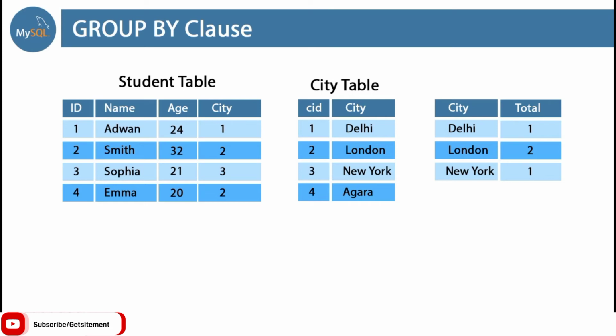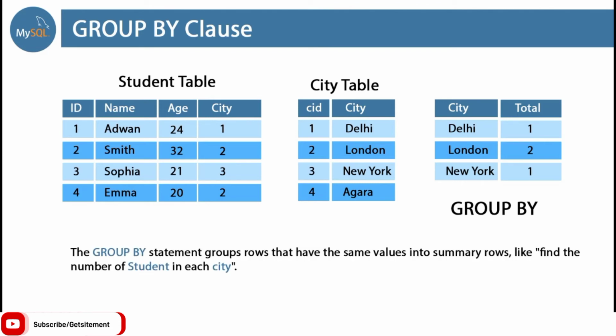And here you can see an ID 4, Agra. And it doesn't exist in student table. That's why in our result it doesn't provide the city name. So when we need to extract this kind of record using select command, we need to use group by clause. It's going to group cities.